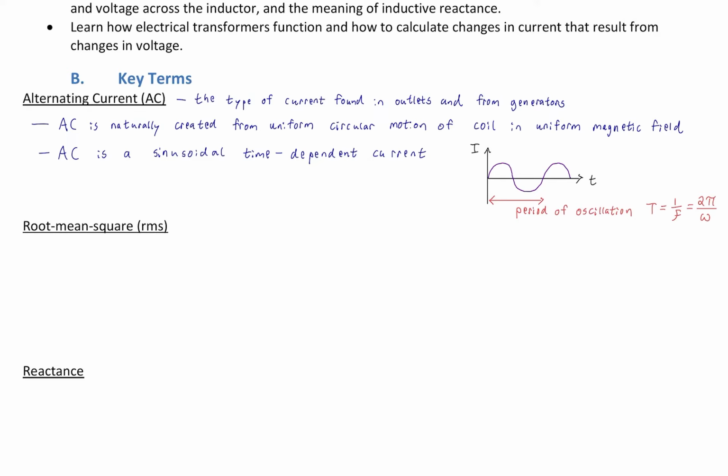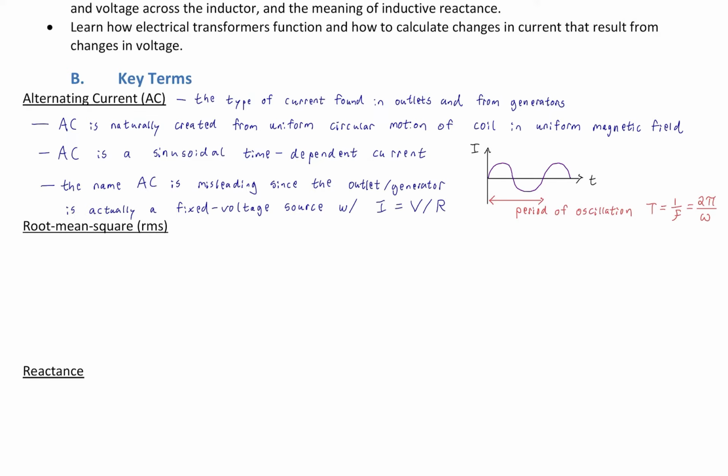Now, an interesting thing about the term AC current, and it always kind of bugs me, is that the term is misleading since outlets and generators are actually a fixed voltage source, not a fixed current source. The current is dependent on how much resistance is in the circuit that you attach to that outlet. So it really isn't AC current, it's AC EMF or AC voltage, but for whatever reason, the term stuck and we always call it AC current.